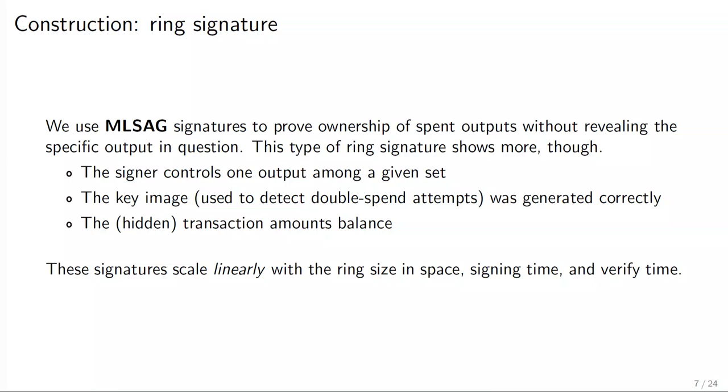Now, the downside to this, and there will be folks talking later in the protocol session about ways we might be able to get around this, is that they scale linearly with the ring size in space, signing time, and verifying time. Which means that if we decide to just say, I don't know, double the ring size, we're effectively going to be doubling the size of the ring signature as well as the time it takes to generate and the time it takes to verify. So the scaling on this is not great. So could we use 1,000 ring members for every transaction right now? Well, you could, but the scaling is going to make it essentially unusable.